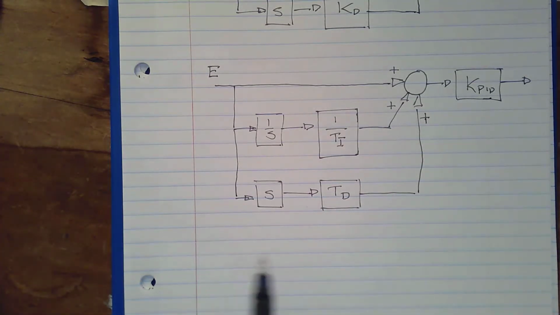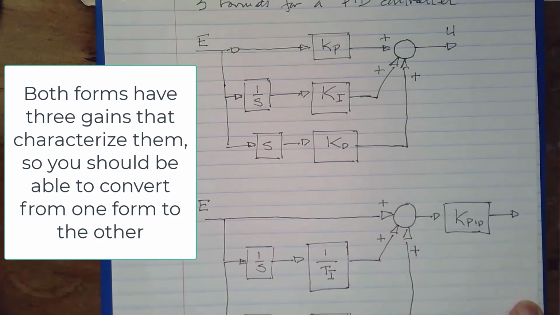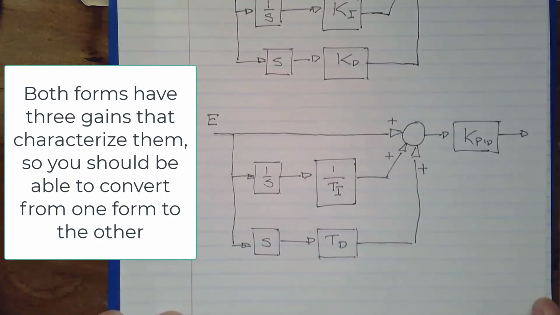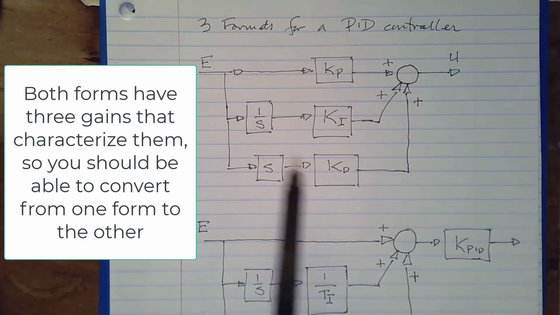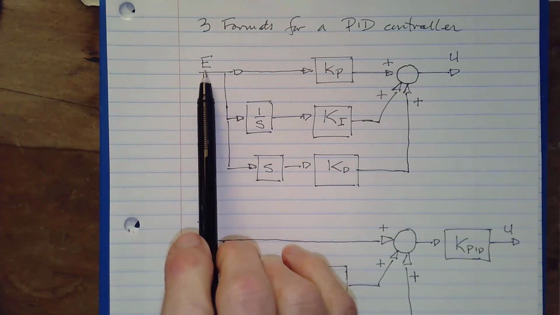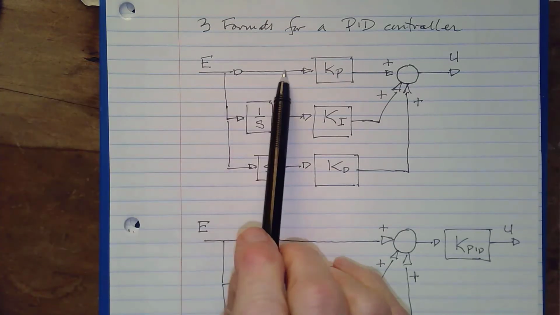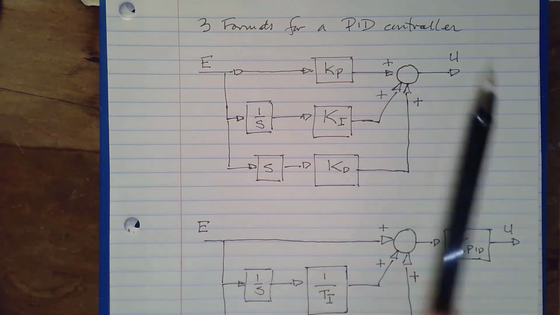Three different constants, and actually, what you should be able to do is go from one version to the other version. Like for instance here, you can see if you follow the signal, and I should put a U here too to show it goes to the same place. If I follow the signal, it goes in the proportional path. It goes across and it goes through KP, and then is summed and goes on out.